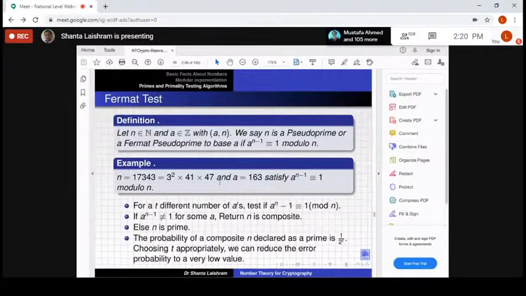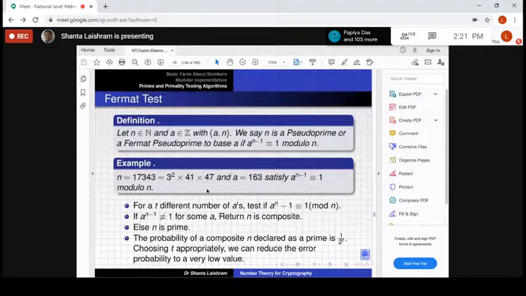For example, the number 17343, which is 3 squared into 41 into 47, is not a prime, of course. But the number a = 163 satisfies 163 to the power n-1 is congruent to 1 modulo n. So the number n is a Fermat pseudo prime to the base a.